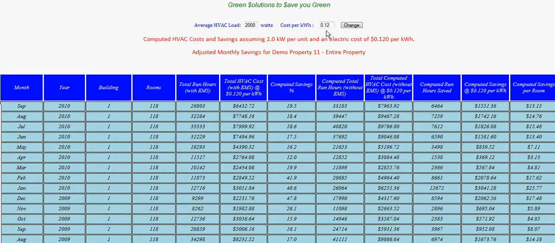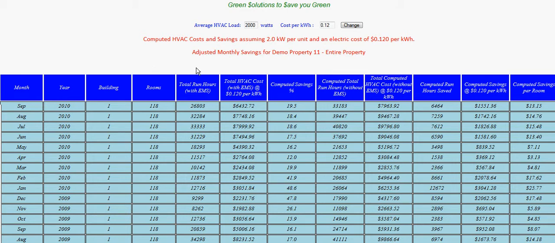The user can change either one of these or both fields to a number that's more appropriate for the property, and simply, after changing the field, click the change button and the new numbers will be reflected in the report below. The first four columns are self-explanatory.